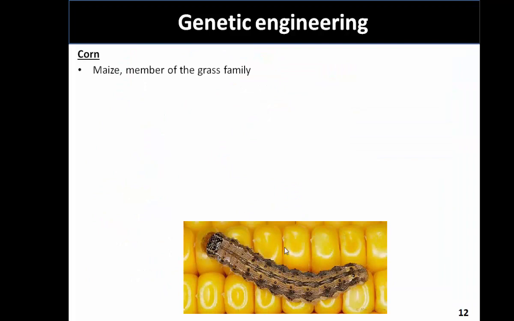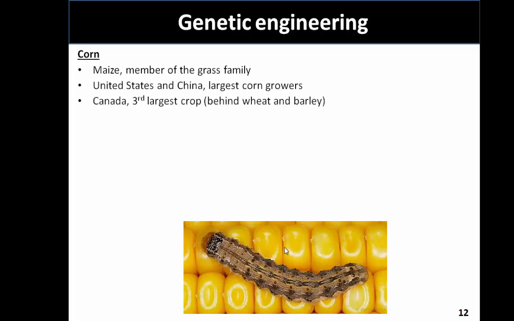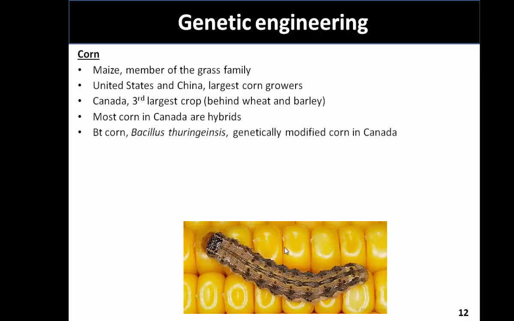Corn is a member of the grass family, also referred to as maize. The United States and China are the largest corn growers in the world. It's Canada's third largest crop, and most corn in Canada is crossbred and hybrid. Some of this genetically modified corn in Canada is referred to as Bt corn, named after the organism from which the gene was obtained.